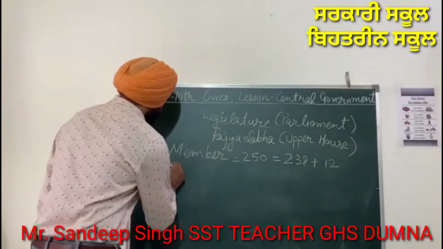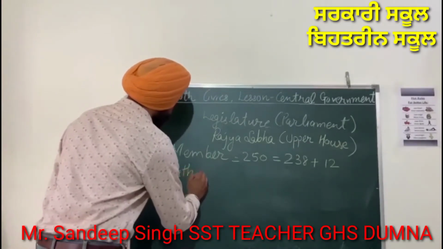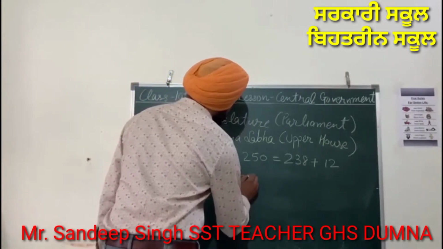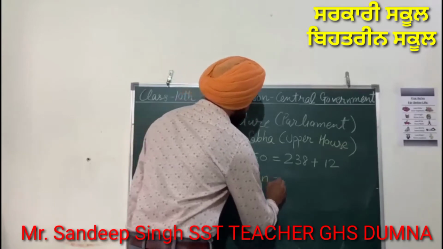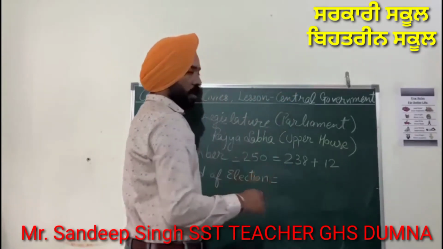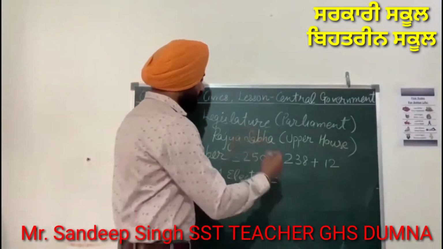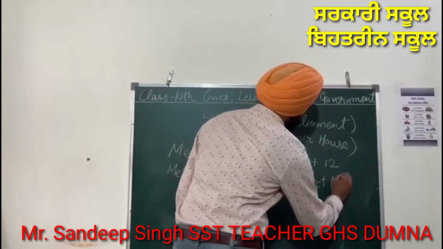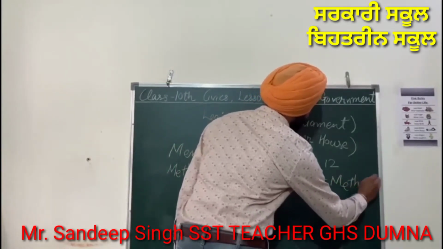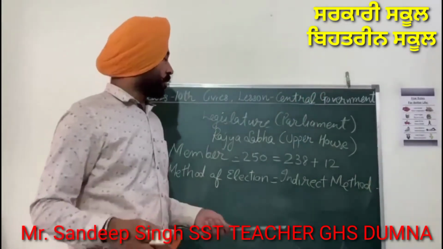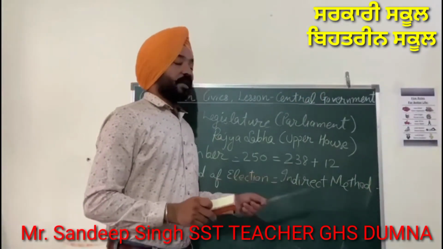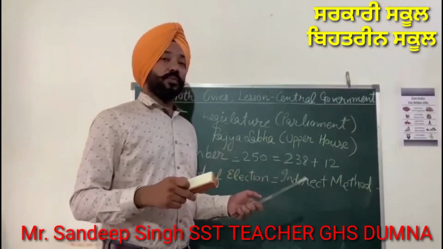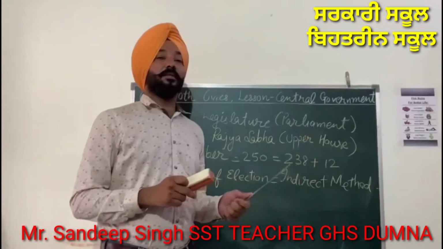Now we will discuss about the method of election. The members of Rajya Sabha are elected with the indirect method. We can also call it proportional method. What does it mean? 238 members are elected from the members of legislative assemblies of states and 12 members are elected by president.